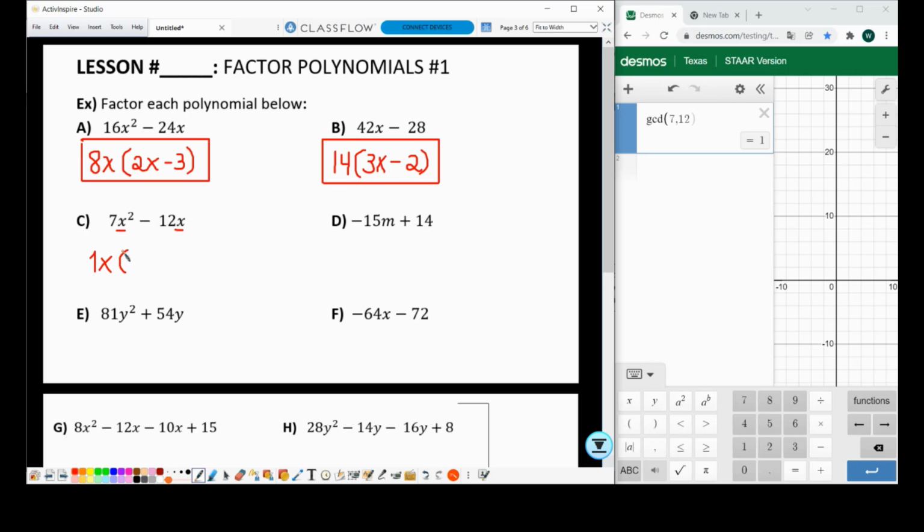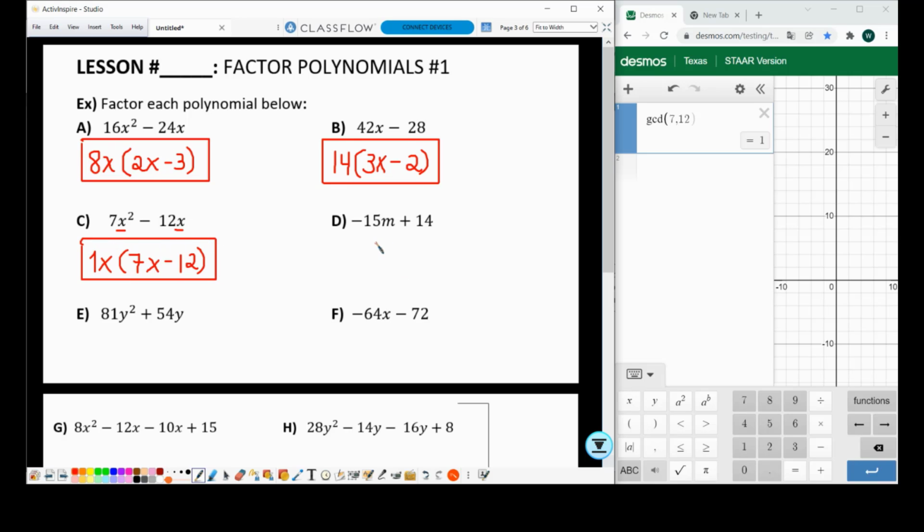And let's go ahead and open parentheses. So 7 divided by 1 is 7. X squared divided by x is x. Negative 12 divided by 1 is negative 12. And x divided by x, the x cancels. So then I'm left with this. This is my factorization.